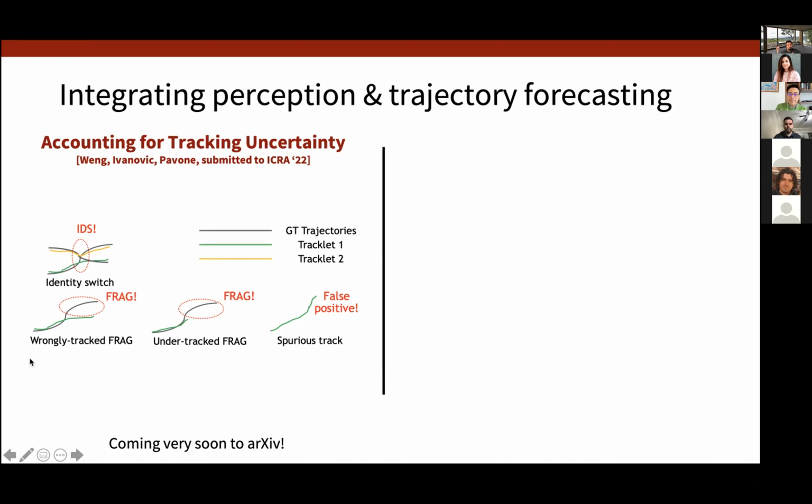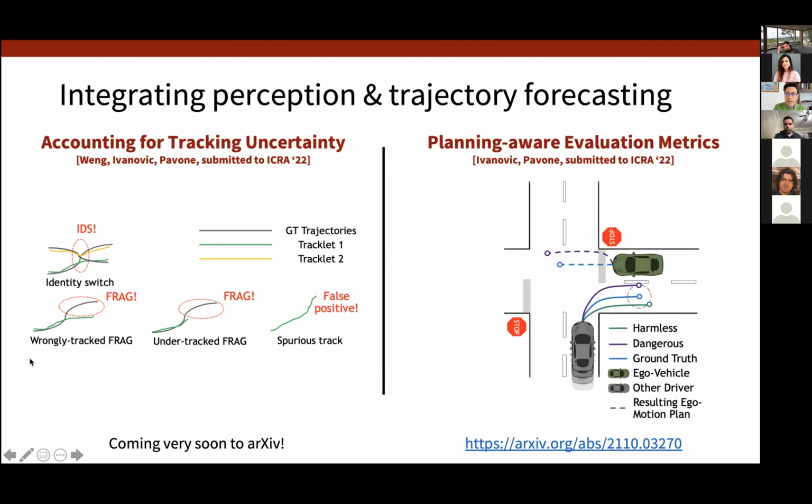Now, so far we have discussed how to best represent and propagate information across modules. Equally important is to devise metrics that quantify couplings across such modules. And specifically, most trajectory forecasting methods are evaluated in isolation, with metrics that purely focus on the task at hand rather than a relevant downstream use case.